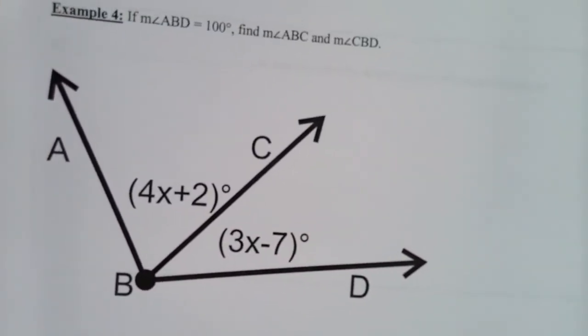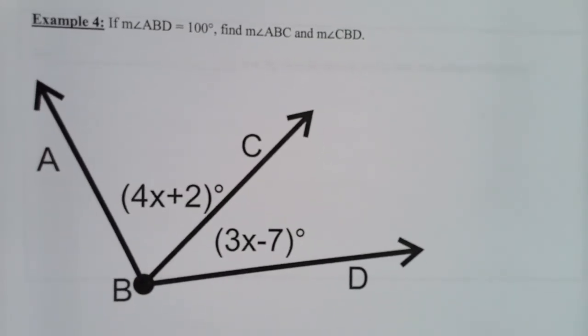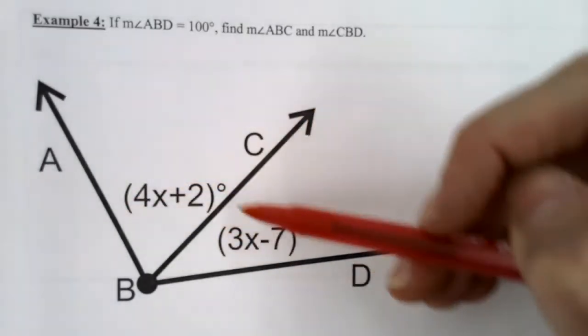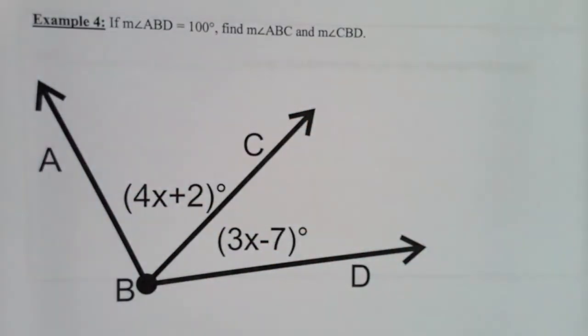Okay, 2 more pages. Again, this is a long lesson. In the directions, it tells you the measure of angle ABD is 100 degrees. So this big angle is 100. Find the measure of angle ABC and the measure of angle CBD.